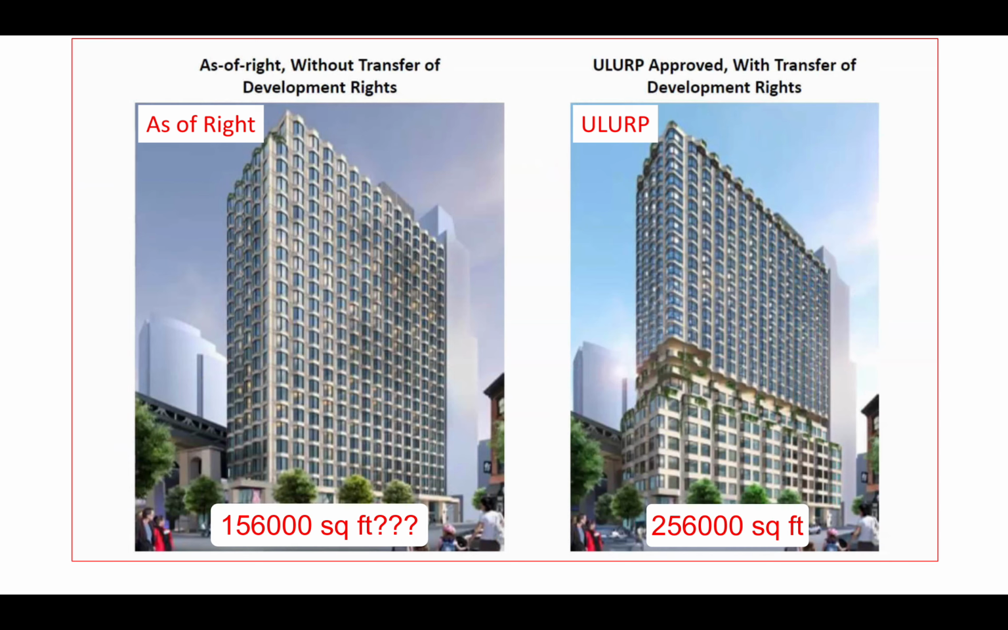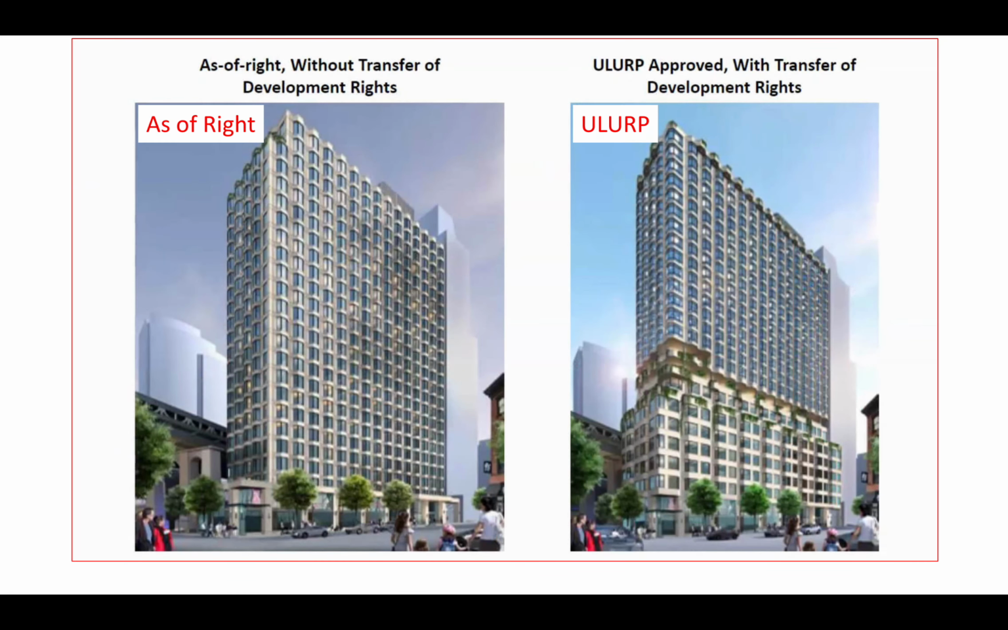What's very peculiar about these images is that the as-of-right development on the left almost looks a little bit bigger than the ULURP development on the right, whereas in reality, according to the proposal, it's about 40% smaller, by about 100,000 square feet. The reason for this discrepancy is very simple: image manipulation, and we'll explain exactly what happened here.